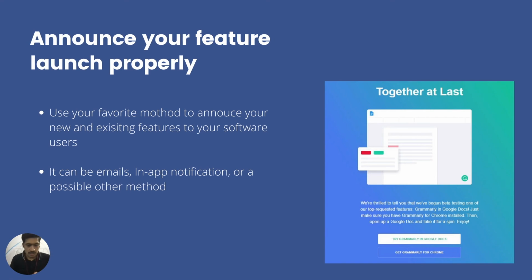This is very important. Whenever you are launching a new feature or a new product, announcing it is very important. Use your favorite methods to announce your new or existing features to the software users. It can be an email, a notification, or any other method. Let's say you're making calls to tell the user that you launched this new feature. Whatever method you use, announce it very well. Even before a feature launch, you can use 3 to 4 emails to notify the user. It might be on the launching day, before the launching day, and once you launch the feature.